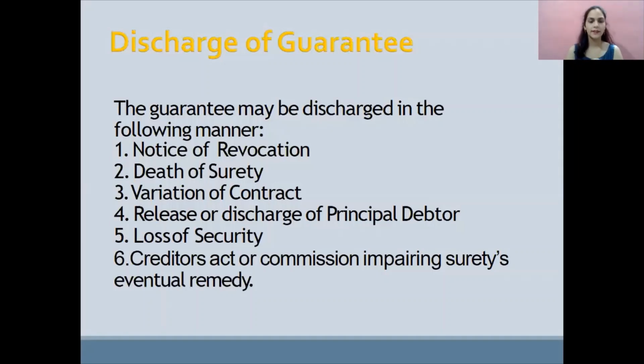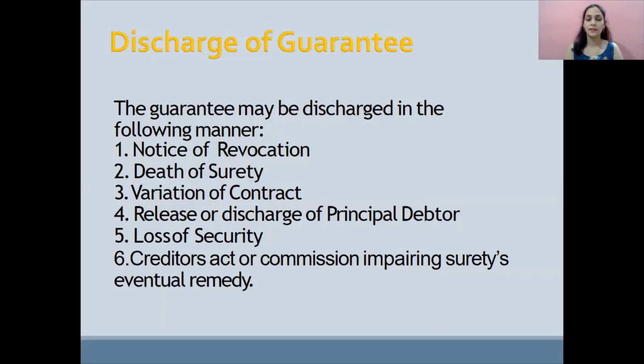And last, creditor's act or omission impairing the surety's eventual remedy. It means if by any act the creditor makes any changes in the contract and does not inform, or forgets to inform, the debtor or the guarantor, or if he knowingly or unknowingly loses his security, in both conditions it releases the principal debtor.